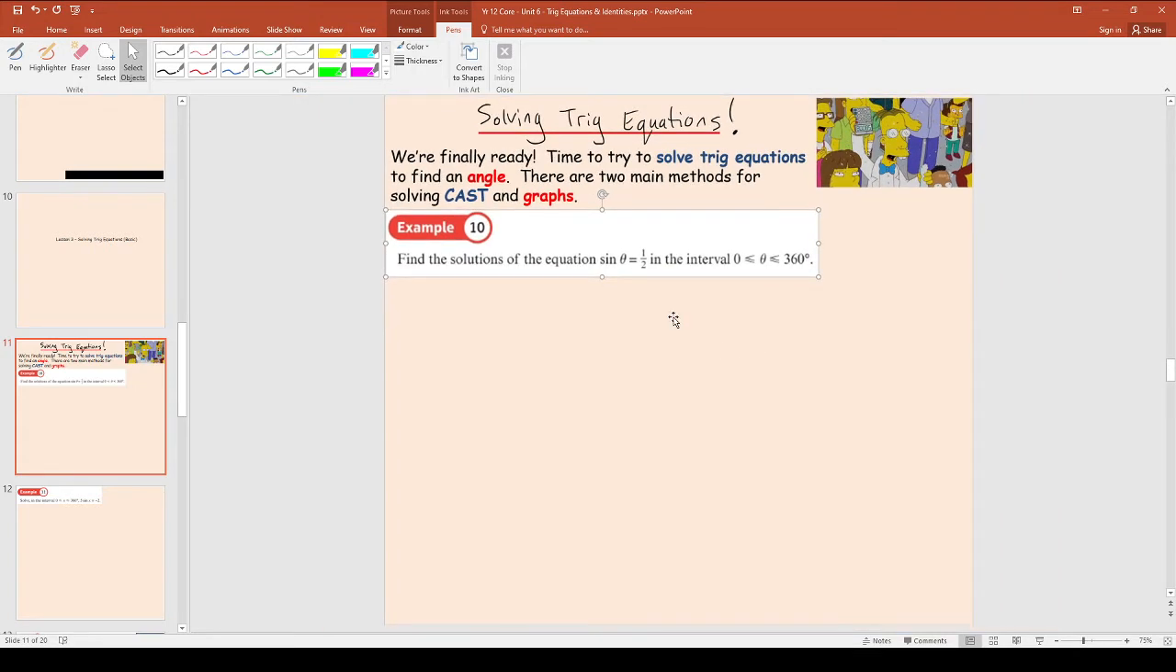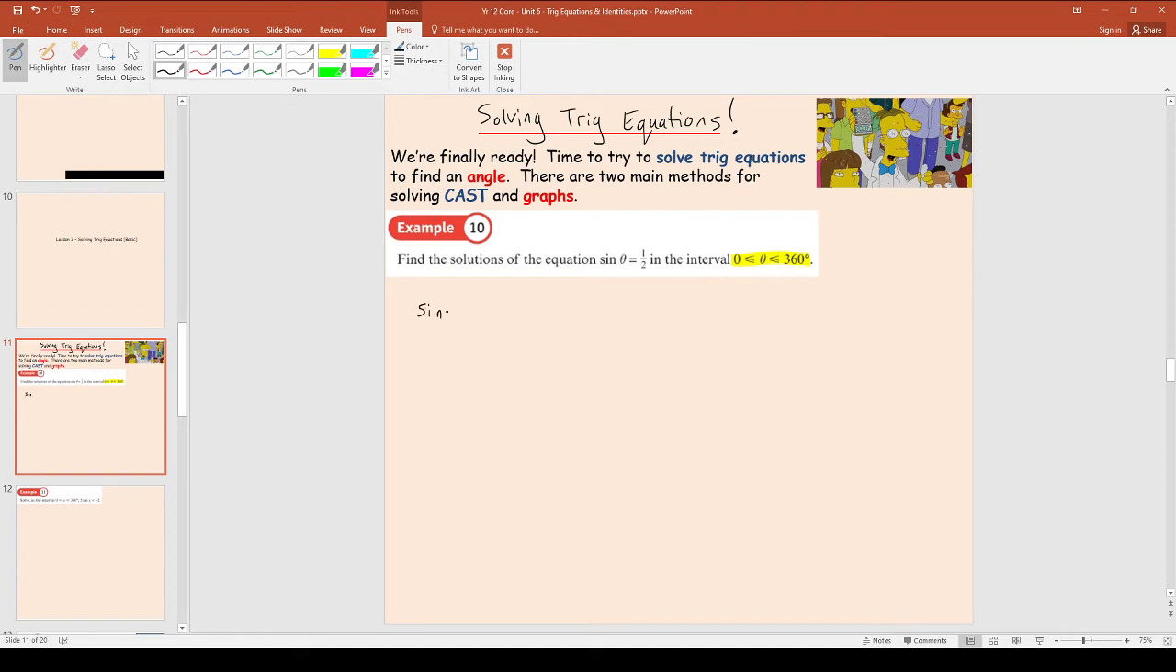Our first question together is this. Find the solutions of the equation sine theta equals a half in the interval where theta is between 0 and 360. This is the key part. Because the interval is between 0 and 360, we're going to expect multiple answers here, which is why you can't just push shift sine of a half into your calculator. Putting it in the calculator isn't going to get you any marks when these questions will be worth 4 or 5 or 6 marks.